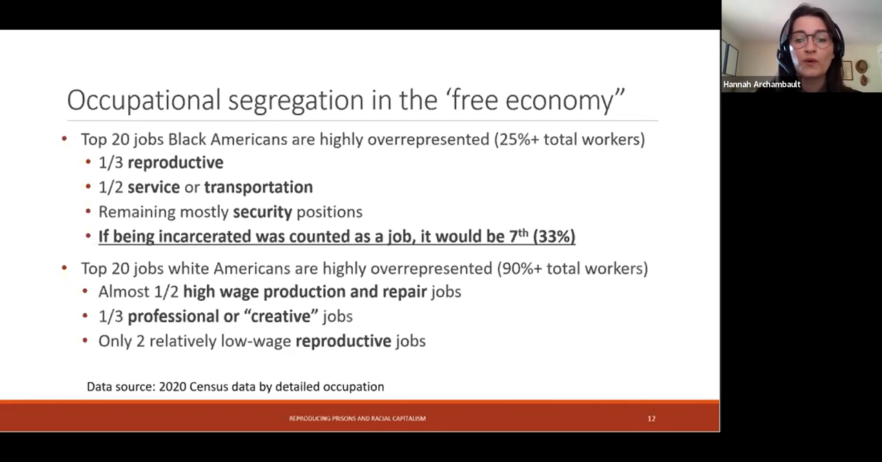So white workers are 78.5% of the workforce, and I count occupations in which white workers are overrepresented as where they're 90% of workers. And they're overrepresented in high wage, high skill, or specific skill production and repair jobs, as well as professional and creative jobs. And only two of the top 20 jobs are relatively low wage reproductive jobs.